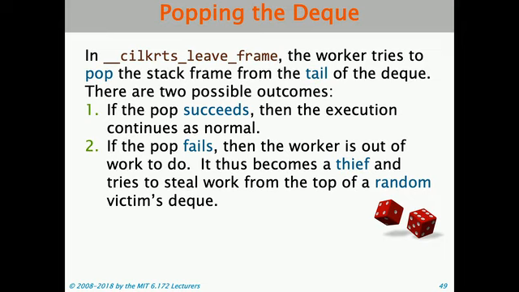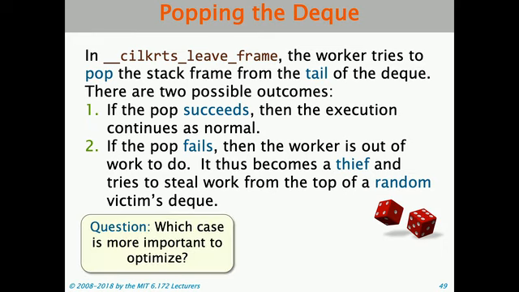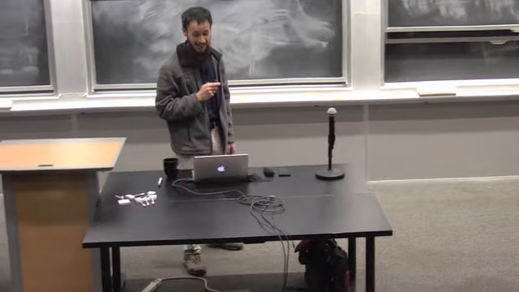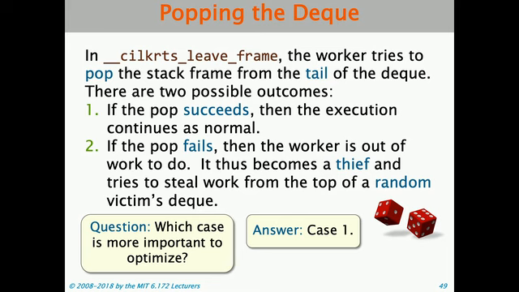So there are two possible scenarios. The pop could succeed and execution continues as normal, or it fails and it becomes a thief. Now, which of these two cases do you think is more important for the runtime system to optimize? Success. Case one. Exactly. So why is that? Steady state. At least we hope so.